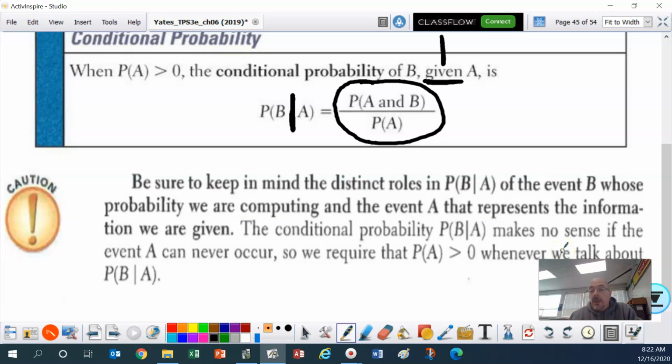Now, caution. Be sure to keep in mind the distinct roles in the probability of B given A of the event B whose probabilities were computed and the event A that represents the information we are given. You're going, what? Okay. The conditional probability makes no sense if event A can never occur. So we require that the probability of A must be bigger than 0 whenever we talk about the conditional probability. So if the probability of A is 0, you can't do this. It has to be bigger than 0. All right?